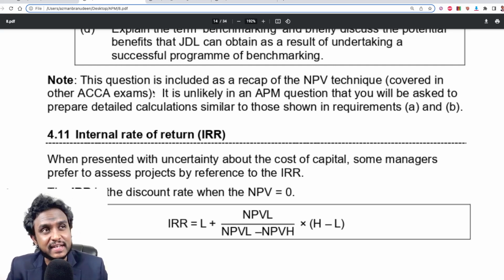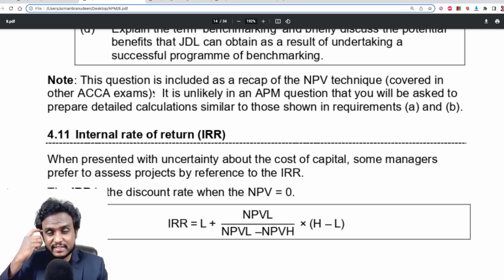But it is unlikely in an APM question that you will be asked to prepare detailed calculations similar to those shown in requirements A and B, because it's actually not relevant for you. It's about evaluating. It's about saying, are they doing this right? What are they doing wrong? That sort of thing. It's essay format. You don't get to do the calculations here.